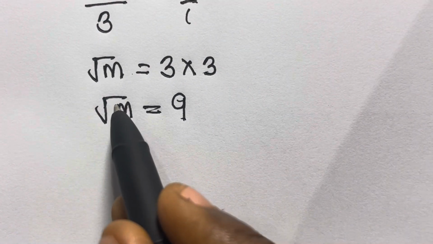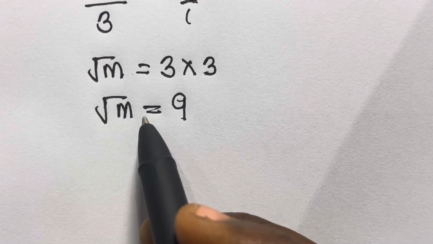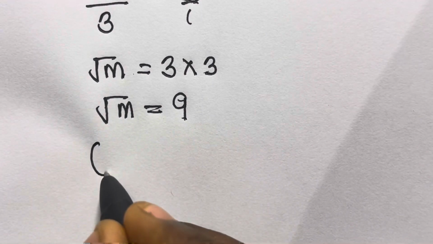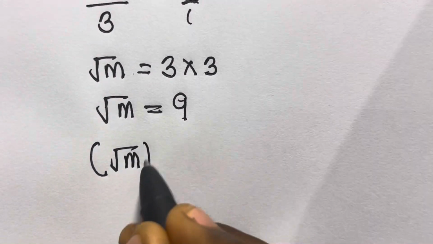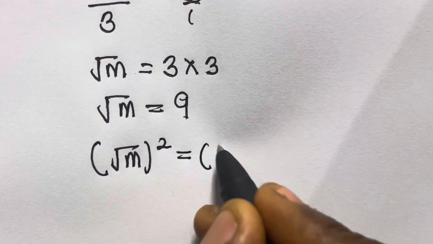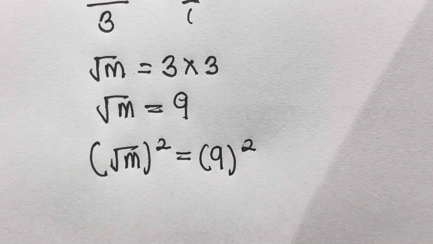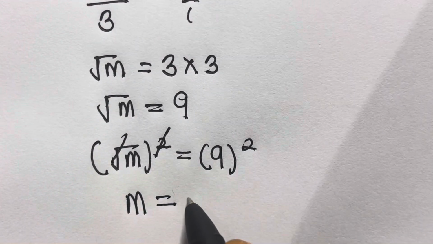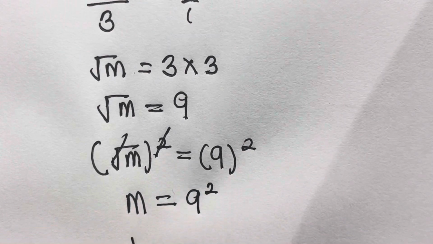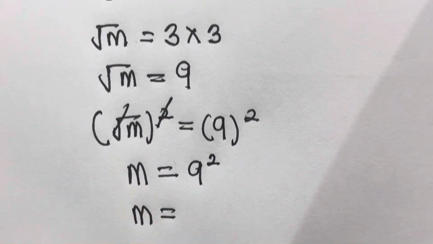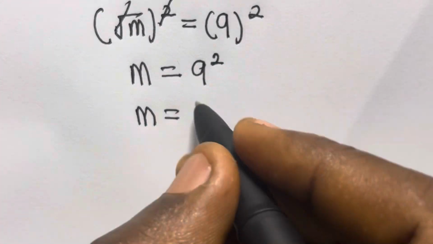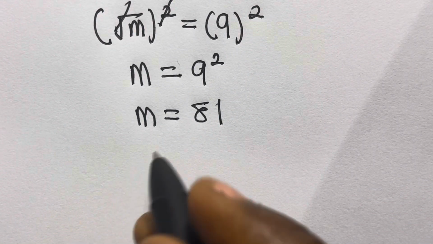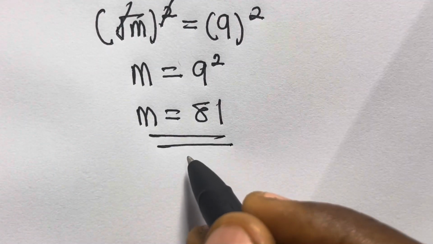So to get rid of this square root, we need to square both sides. If we square both sides, we'll have square root of m squared equals 9 squared. We cancel this, and we have m equals 9 raised to power 2, and 9 raised to power 2 will give us 81. So this is our answer.